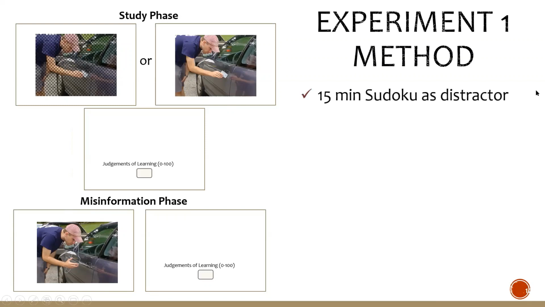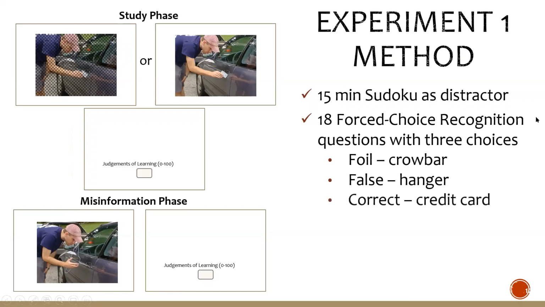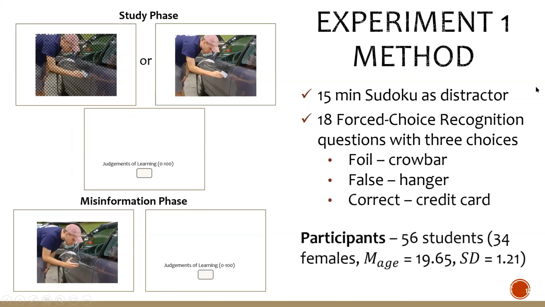We used a 15-minute Sudoku test as a distractor, and we measured memory performance through 18 forced-choice recognition questions for each story. Each question includes 3 choices. Foil is the unrelated option, false is the option presented in the misinformation phase, and correct is the one presented in the original study phase. We collected data from 56 participants.